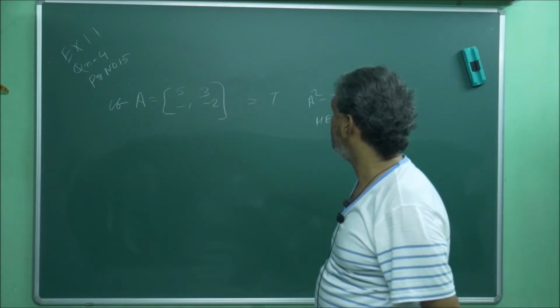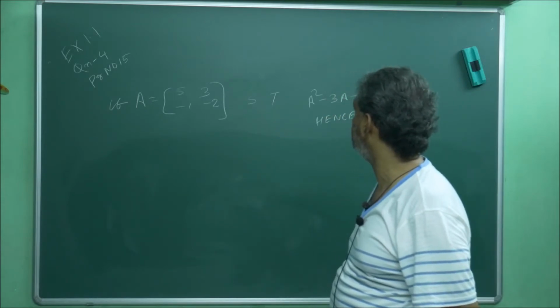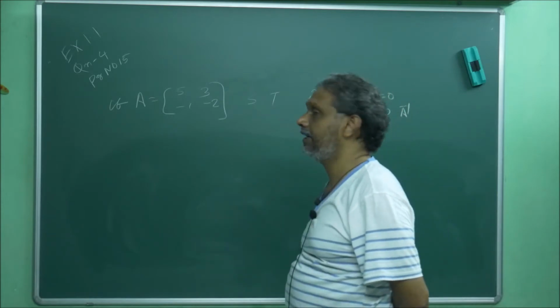Now we discuss exercise 1.1, question number 4, page number 15. If A is equal to [5, 3; -1, -2], show that A square minus 3A minus 7I is equal to 0. Hence find A inverse.